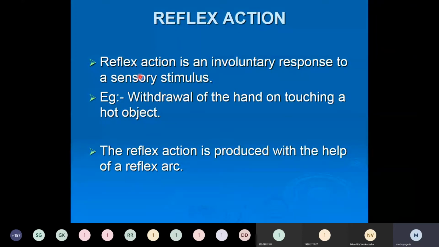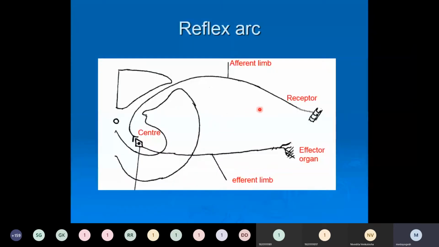is called a reflex. How is this possible? What is the mechanism behind this reflex? So the reflex action is produced with the help of a reflex arc. Okay, so let us see what is a reflex arc. Reflex arc, generally it can come as a question. It's an important question. So these are the components of a reflex arc.